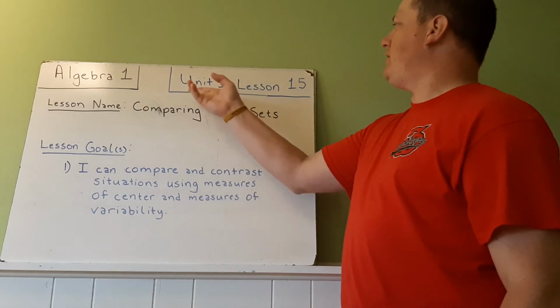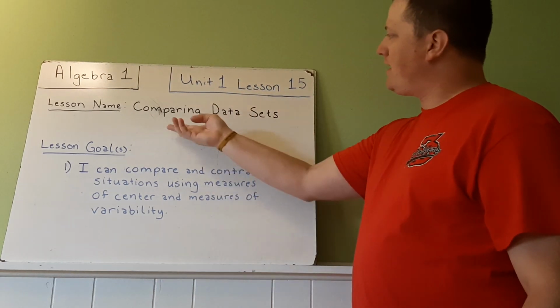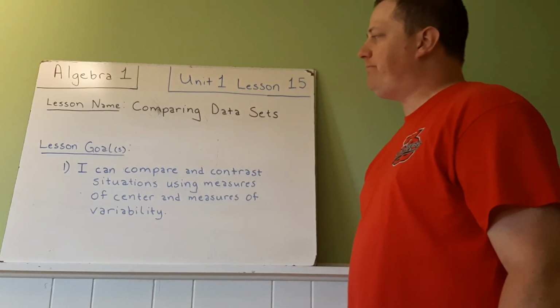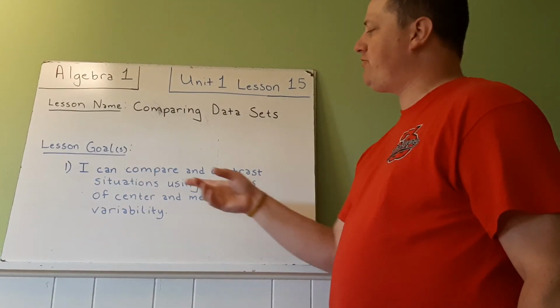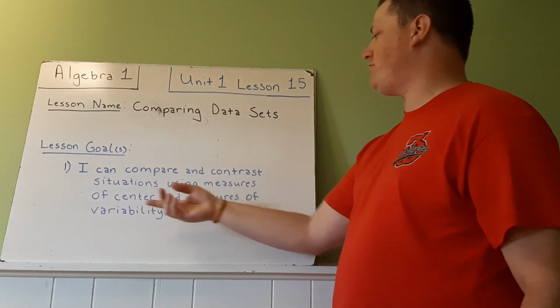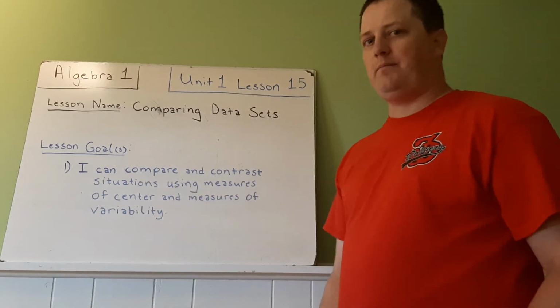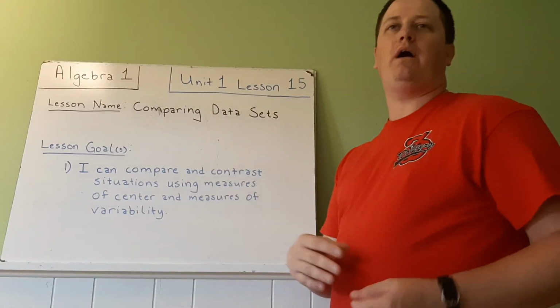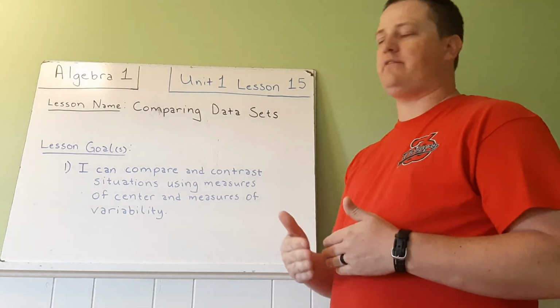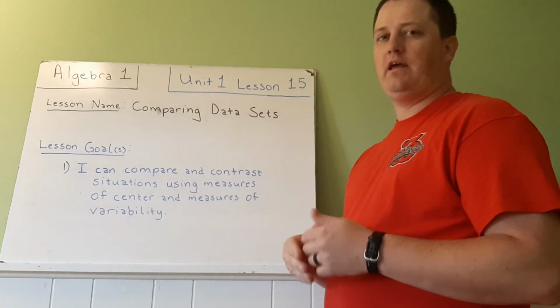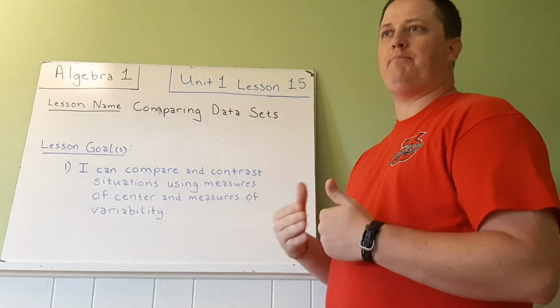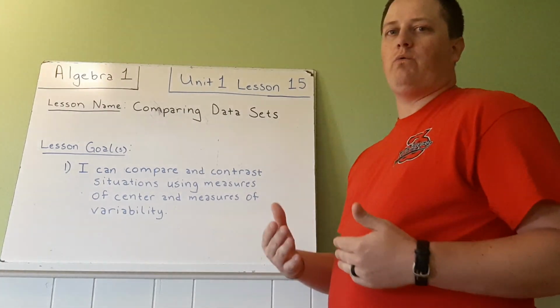Today we're going to look at Unit 1, Lesson 15, Comparing Data Sets. The goal for this lesson is I can compare and contrast situations using measures of center and measures of variability. So we're going to look at what is the best center to use, what is the best measure of variability in different situations. And this will depend on the type of graph that we're looking at, what's going to be best.